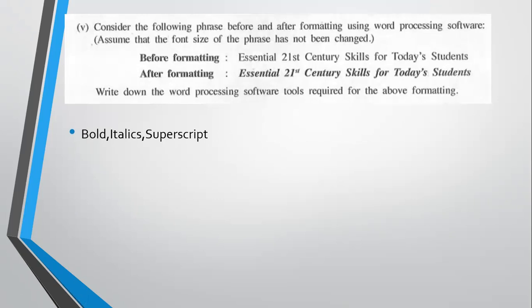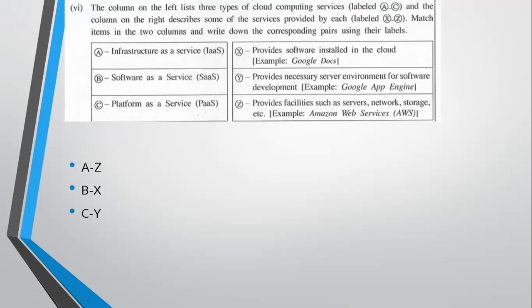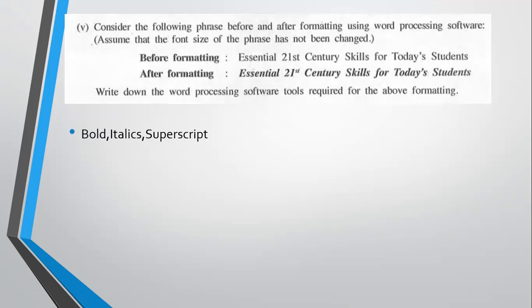The fifth one is about formatting. Here you can see the text before formatting and after formatting. The fonts are italics and bold, as bold and italics, and in the 21st, the ST is superscript. So the formattings are bold, italics, and superscript.